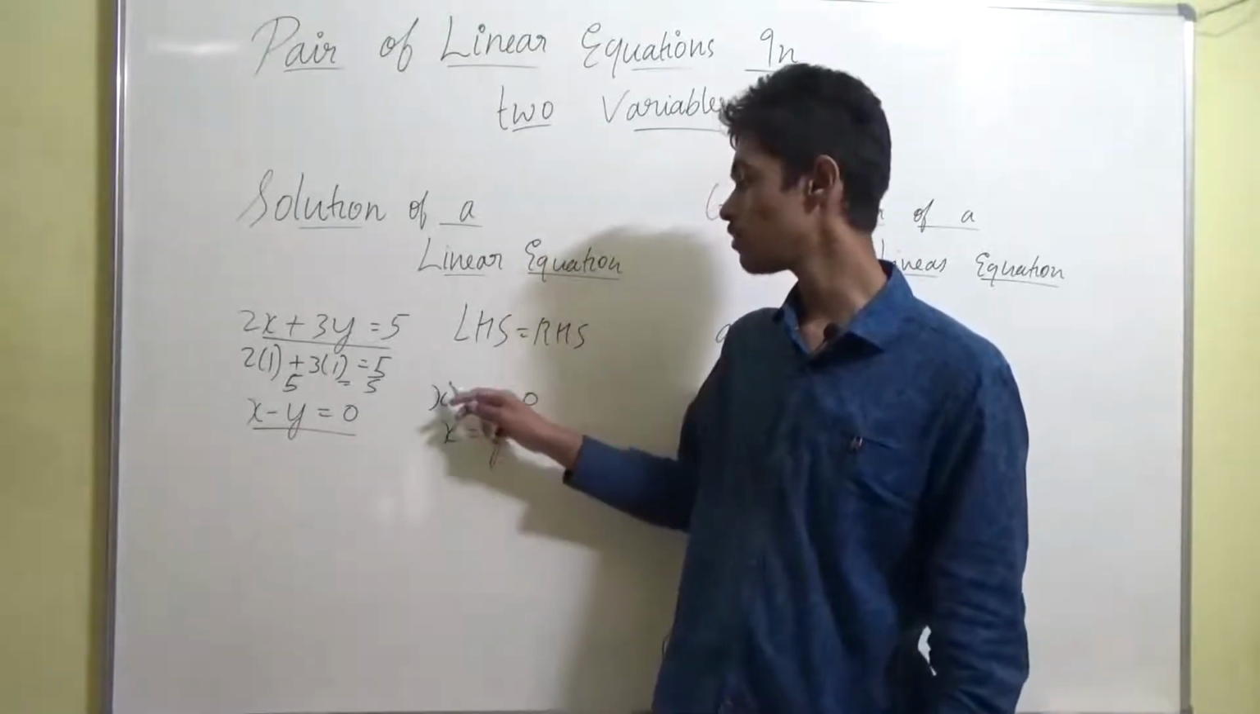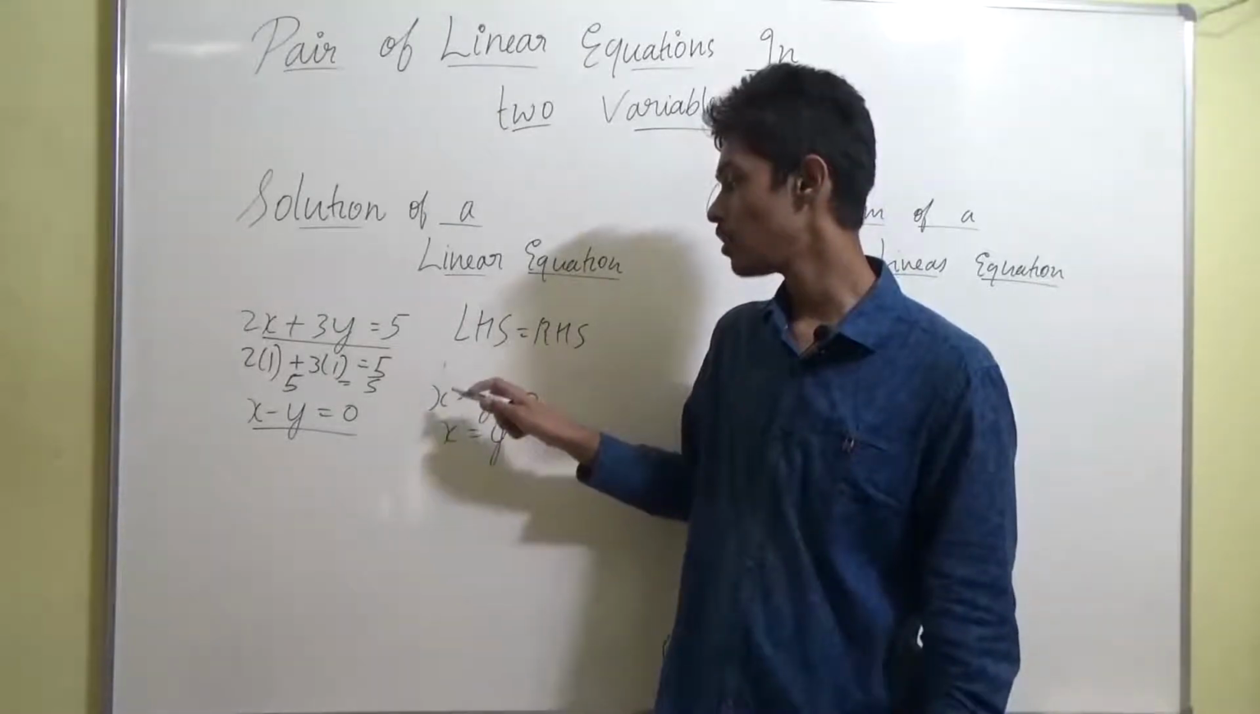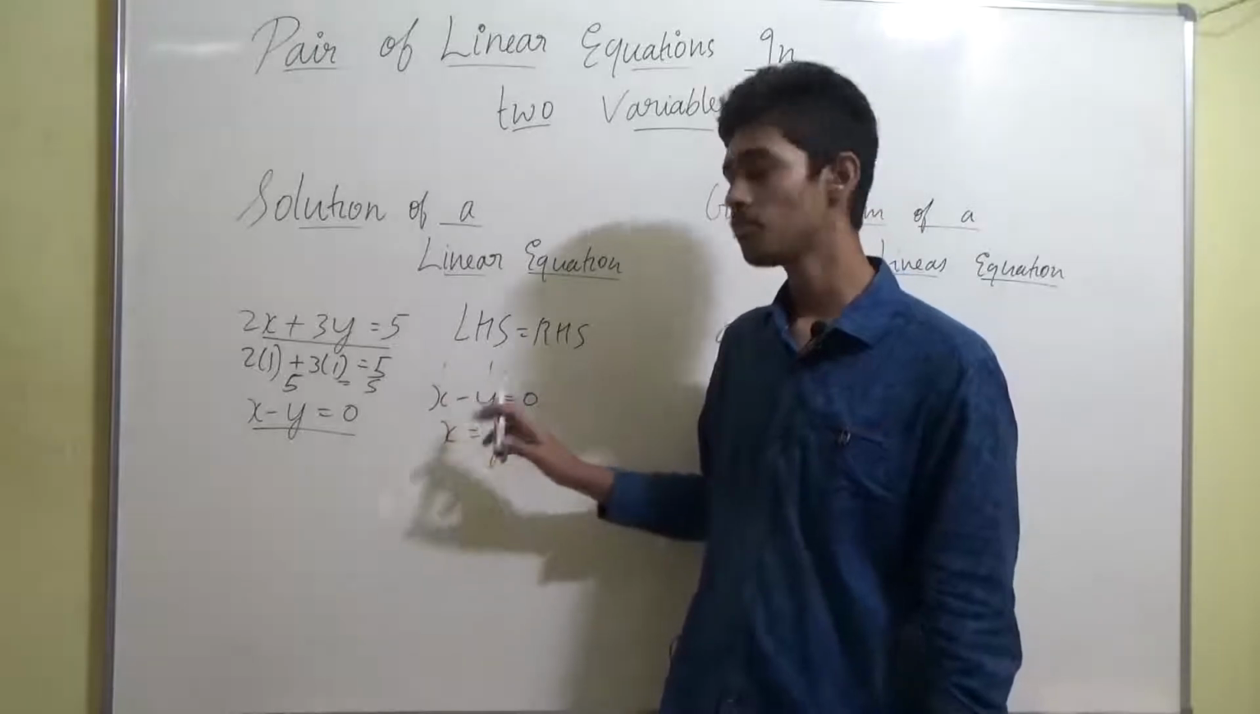And even for this equation, in this previous step also, if you try to solve it, for example, if you take the value of x as 1 and y as 1, it becomes 1 minus 1 equal to 0.